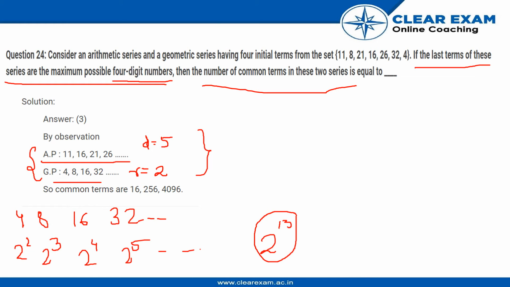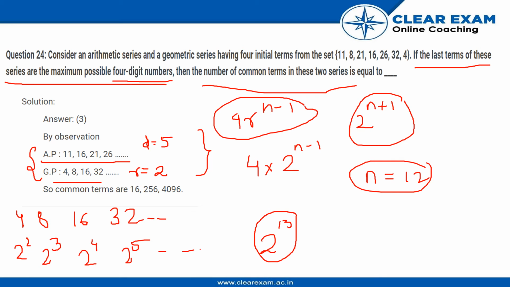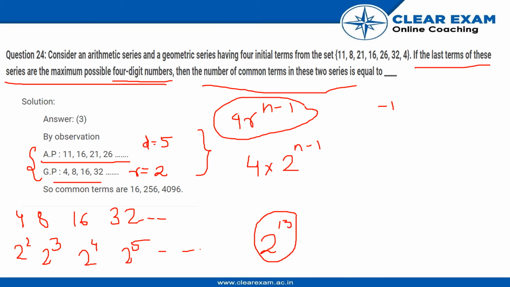So if we look for the GP, any term in GP can be written as this term over here. We just need to know what the n is. If we put the value of a and r in this, we can see that 4 into 2 raised to n minus 1, we have 2 raised to n plus 1. So 2 raised to n plus 1 should have the largest value possible. So n is equal to 12 over here. And if we look over here, we know that this is the possible last term in this case.